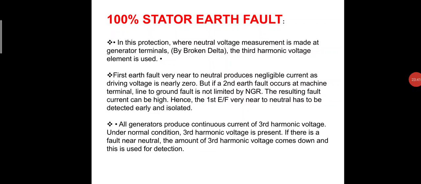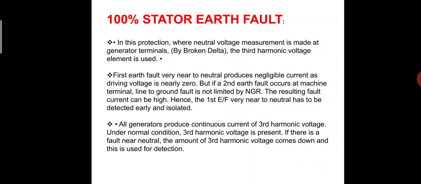Next one, 100% stator earth fault. In this protection, where neutral voltage measurement is made at generator terminals, the third harmonic voltage element is used. First, an earth fault very near to neutral produces negligible current as the driving voltage is nearly zero.